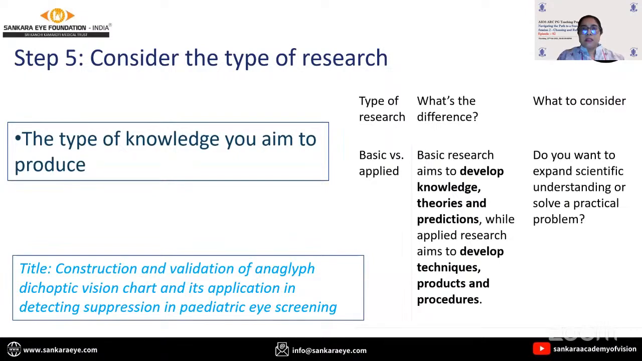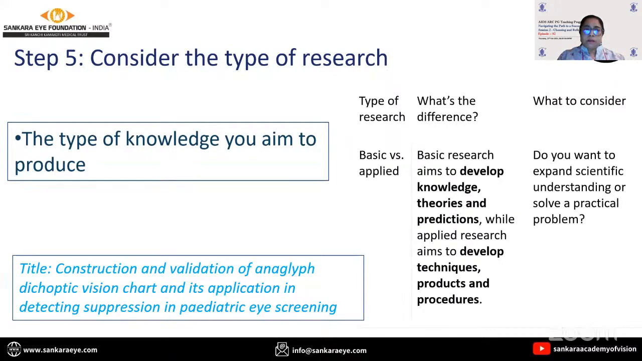Then you can consider the type of research. It's a broad topic. I'm just giving some important examples. Now, first and foremost, the type of knowledge you aim to produce. So one type of research is basic or applied research. Basic research will aim to develop knowledge, theories, and predictions. And when it's applied, you develop techniques, products, or procedures.